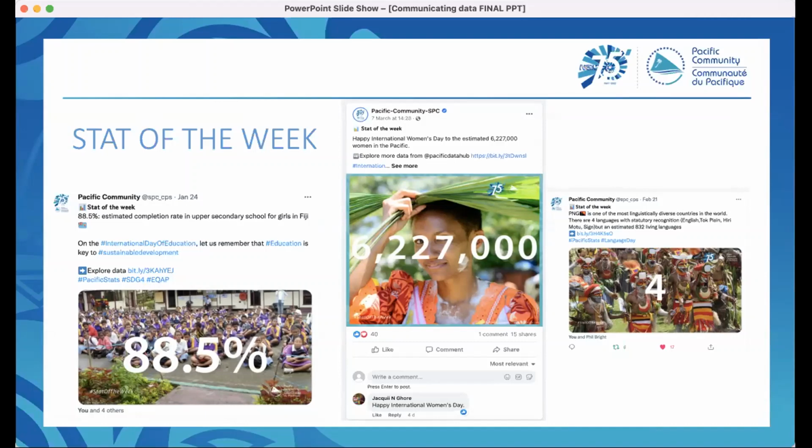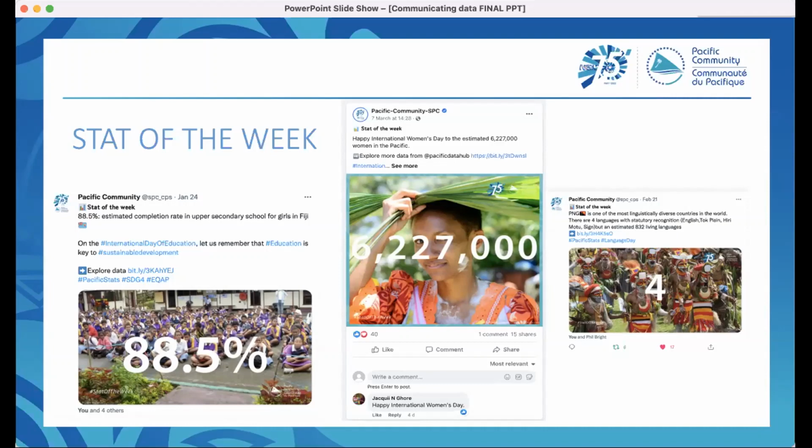When possible, these Stat of the Week posts have a news angle, or they're used to highlight important dates or events or news items of particular relevance to the region. As an example, the middle post here is tied to International Women's Day and includes a stat related to women in the Pacific, in this case, population.